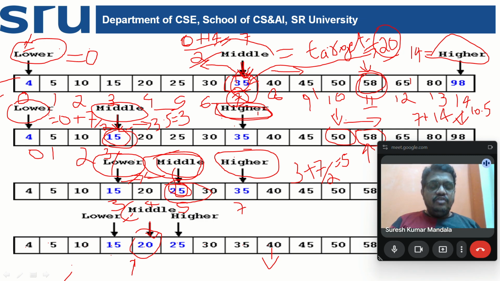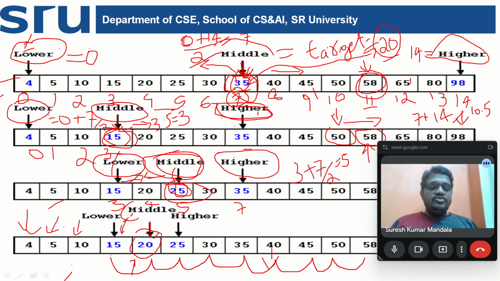But if you go for the linear search, how many comparisons will it take? It will start the comparison from 4. Is 58 equal to 4? No. Is 58 equal to 5? No. 58 equal to 10? No. 58 equal to 15? No. Like this, sequentially one after another, it starts the comparisons to identify the value. To reach 58, it needs 12 comparisons. In the 12th comparison, the target value is identified. This is the procedure followed by linear search.